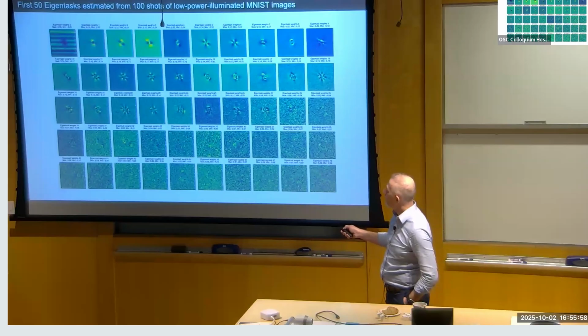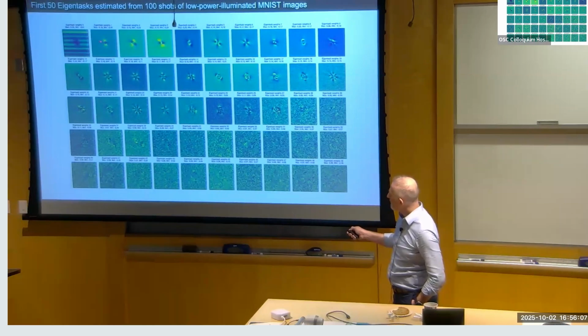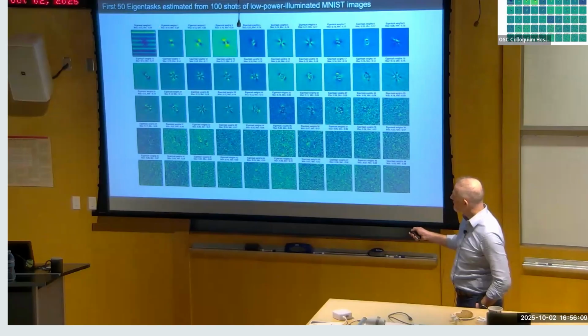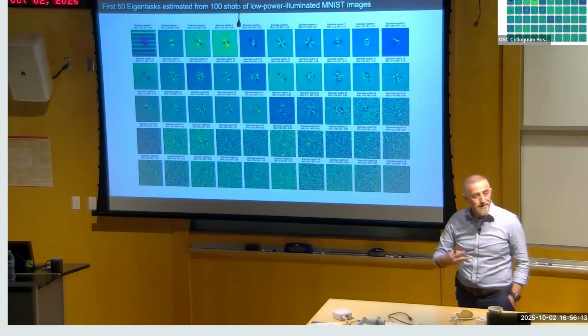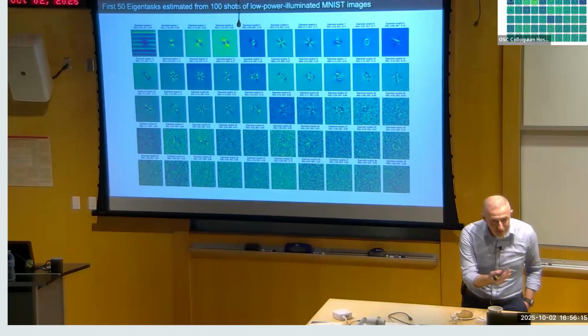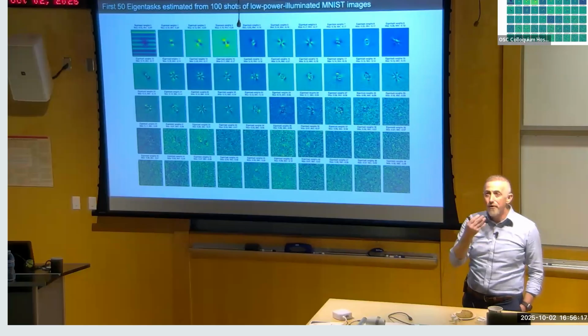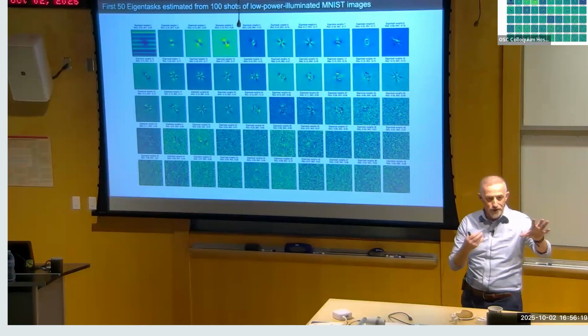It's not important. Eigentask number 1 is this, 2 is this. So it tells you that you should multiply these pixels with positive numbers, weights, these pixels with the negative weights, and these pixels are really not relevant. And then you will get the maximal information in terms of the classification task. No, maximal information in terms of the input distribution.